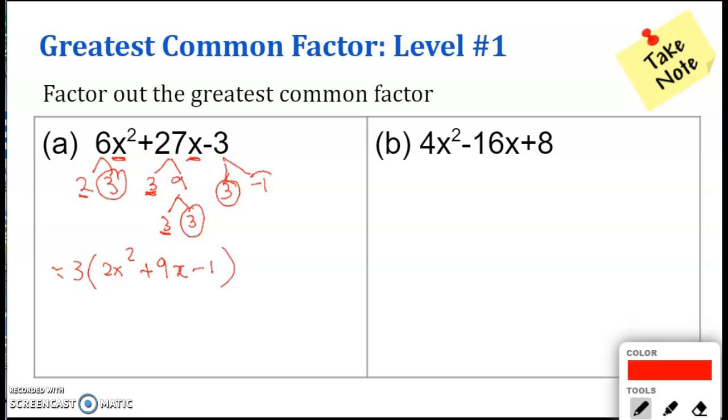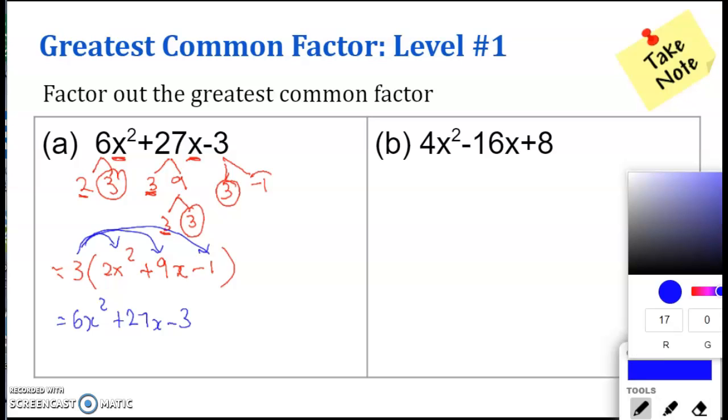And again, to check if I am doing it correctly, I can just quickly multiply this to make sure that I did not make any mistake. 3 times 2x squared is 6x squared. 3 times 9x is 27x. 3 times negative 1 is negative 3. Okay, and that's what we started off with. All right, so let's try the next problem.